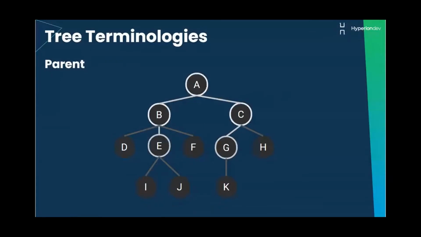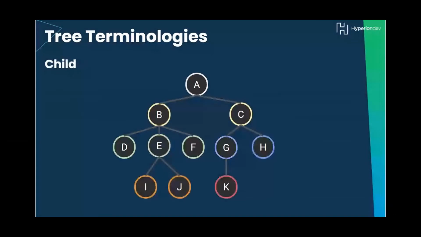Next, we have parent node, and it's the node which is a predecessor of any node. In simple words, the node which has a branch from it to any other node is called the parent node. So the parent node can also be defined as the node from which there are child or children nodes. So in this example here, you can see that A, B, C, E, and G are all parent nodes since they have children following that.